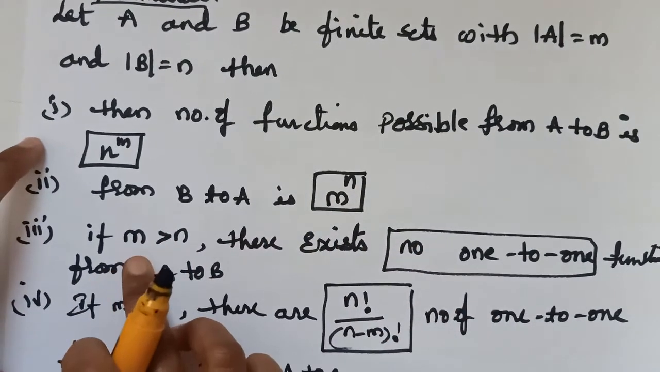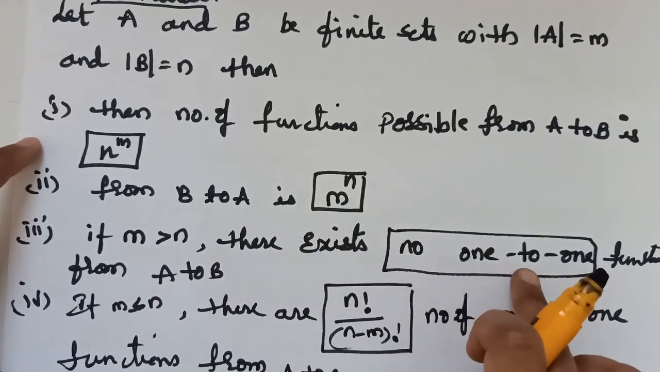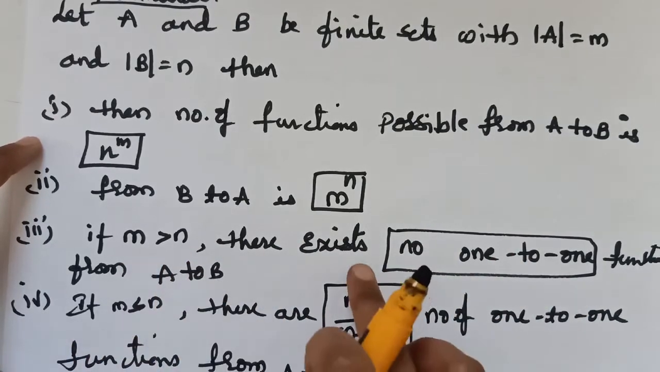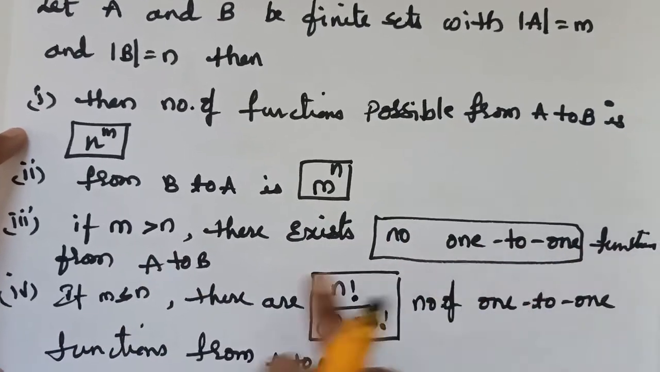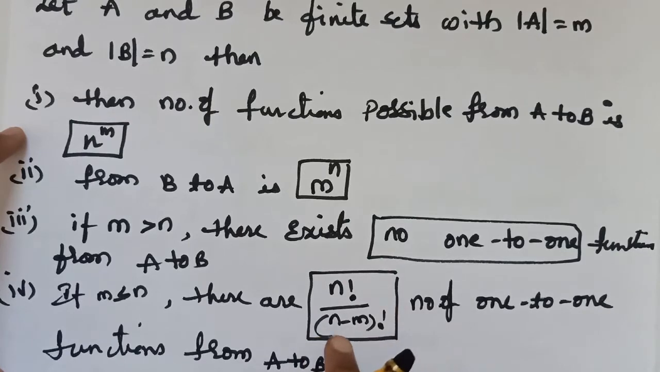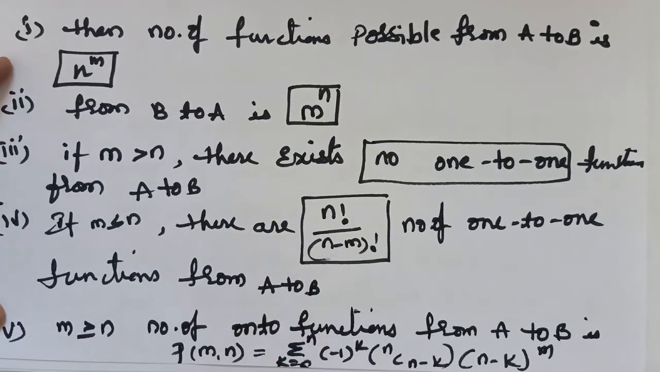And if M is greater than N, there exist no one-to-one functions from A to B. Suppose M is less than or equal to N, then there are N factorial by (N minus M) factorial one-to-one functions from A to B.